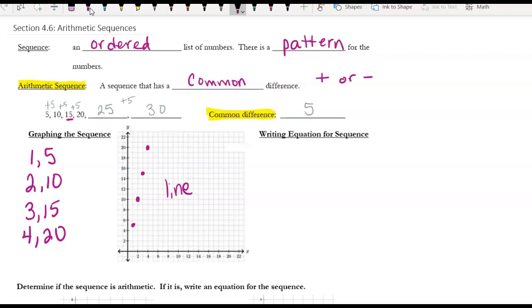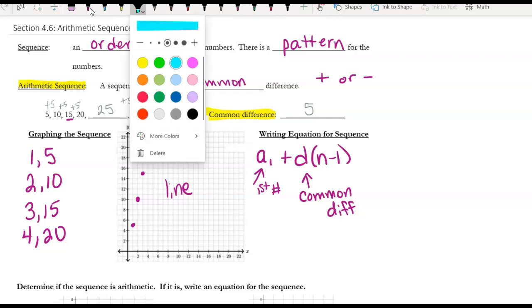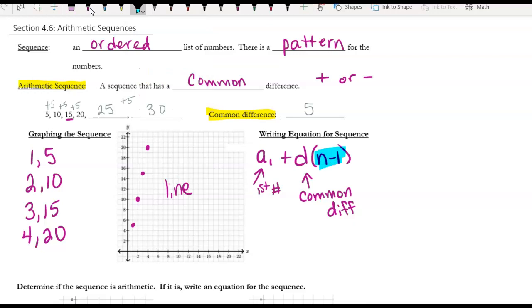When we write an equation for an arithmetic sequence, there's a formula that we start with. And we're going to start with the technical terms first, and then we'll go to what makes more sense when we see it. You start with a sub 1, and this just means it's the first number. And then you're going to add your common difference, and that's what we found up there, the 5. And then you're going to multiply by n minus 1. This is the thing that's always there. Don't get thrown off by it. Just remember it's always there, and it's n minus 1.